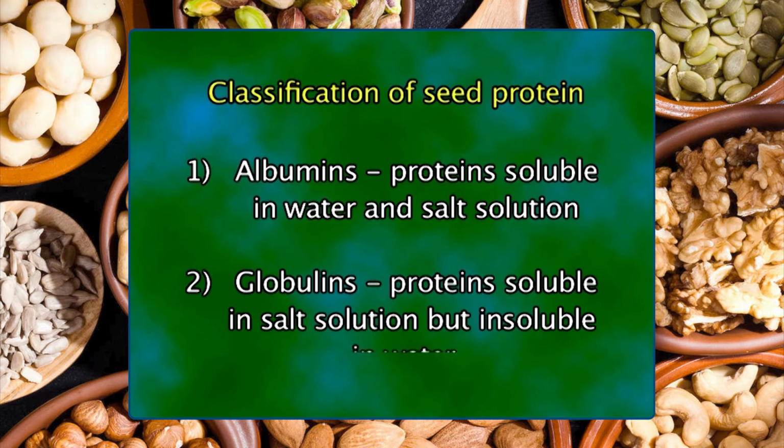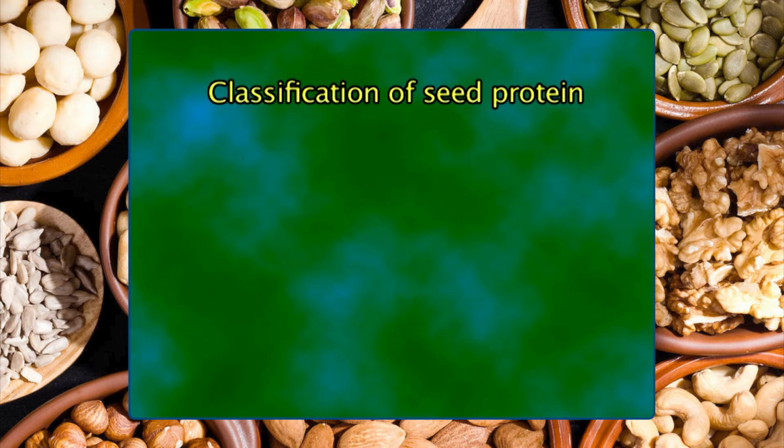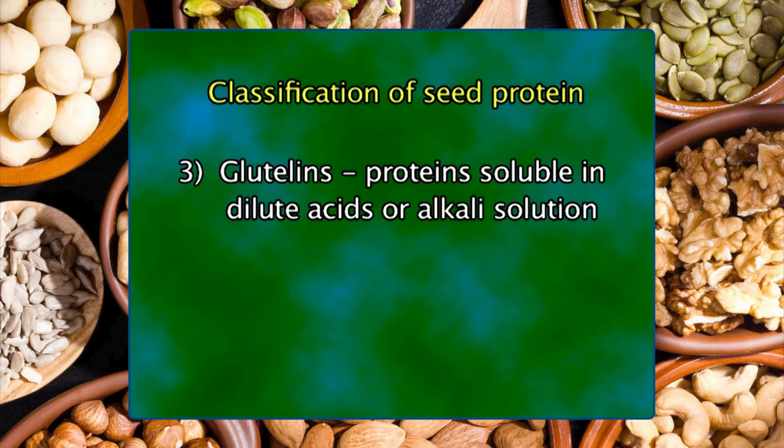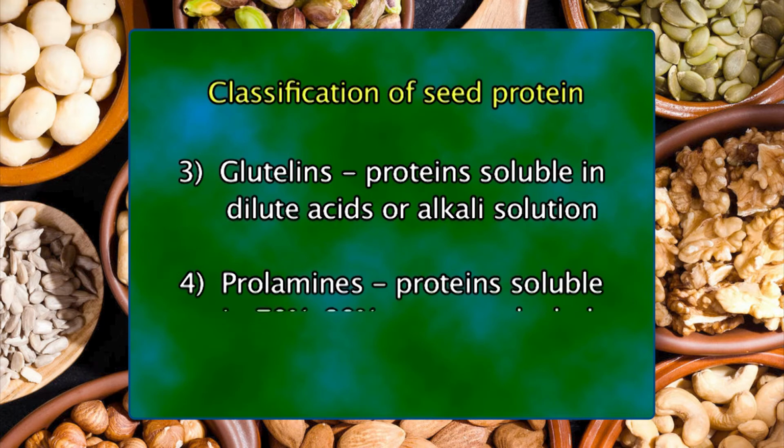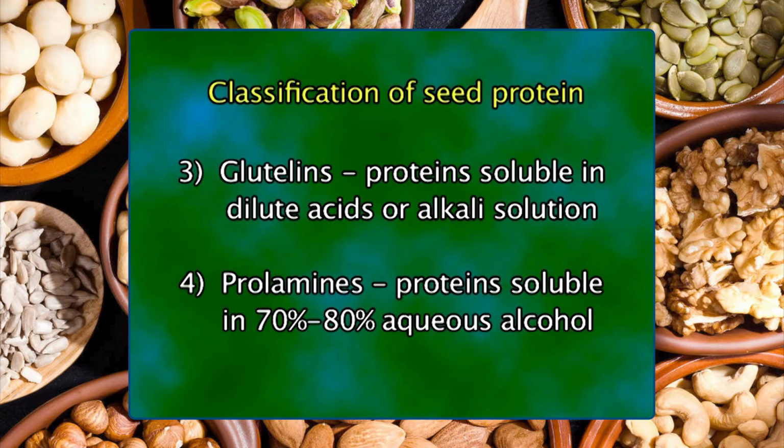These are proteins soluble in salt solution but insoluble in water. Third, glutenin proteins. These are proteins soluble in dilute acids or alkali solutions. And fourth, prolamines. These are proteins soluble in 70 to 80% aqueous alcohol. Many proteins, especially albumins, are enzymes and are metabolically active.